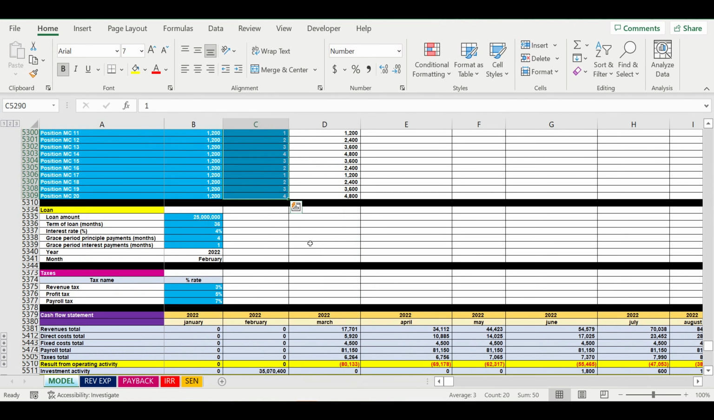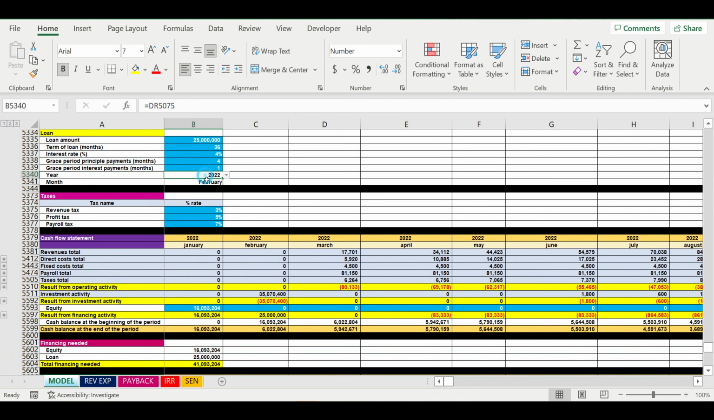Then we move to loan. Here we specify the amount of loan, the term of loan, interest rate, grace period for principal payments, grace period for interest payments. The loan is automatically linked to the moment when we start investment activity, the first investment activity of our project. Then we move to taxes.